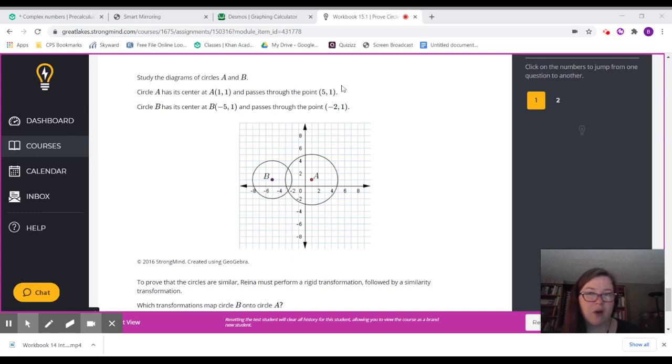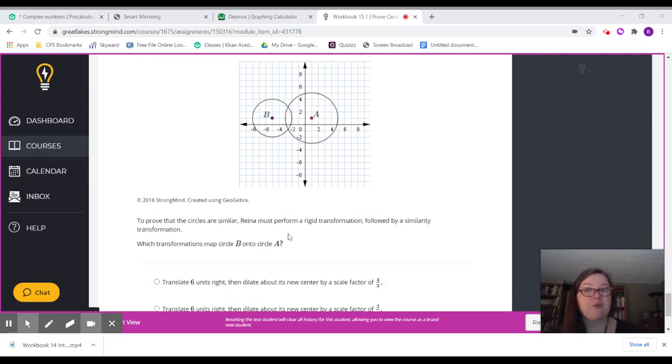This talking about what point it passes through is okay information. If you did not have a picture, it would be very helpful because you could see that the Y's are the same and the X's here, between the 1 and 5, are different by 4. So that means the radius is 4. But we have a picture, so we can see that A has a radius of 4, B has a radius of 3.